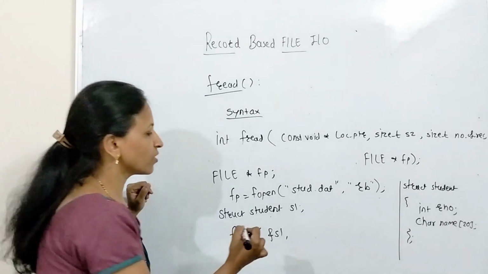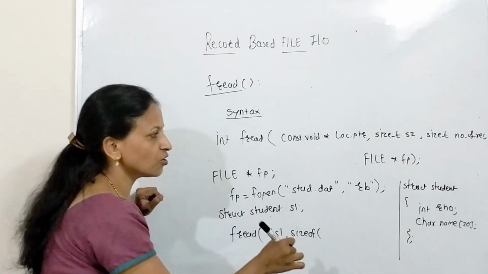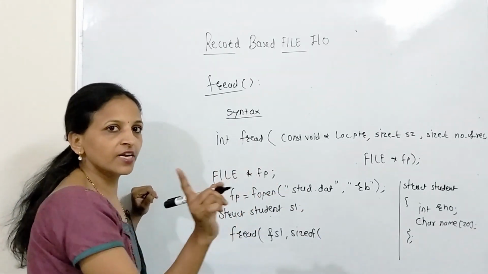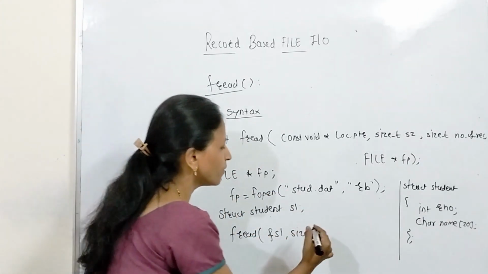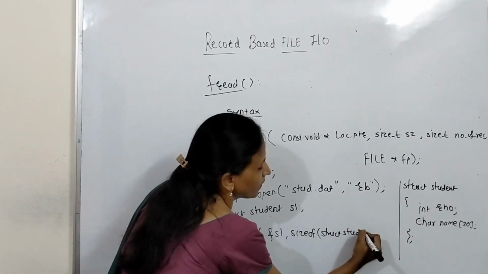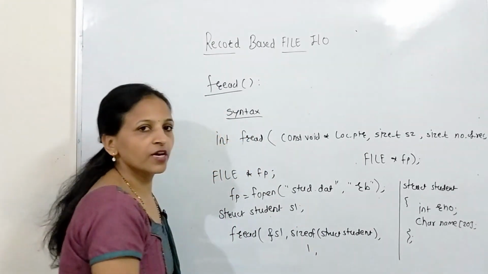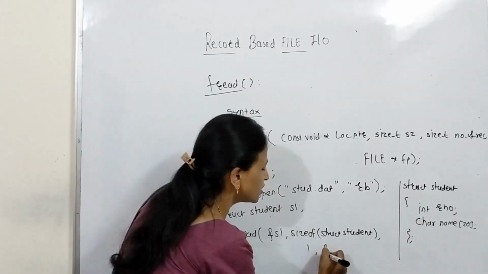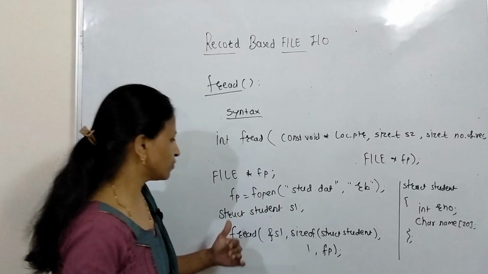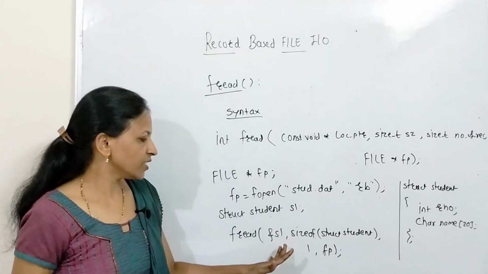Then the size of that record, that is nothing but sizeof s1 you can write here, or sizeof struct student, you can write anything here as the second argument. Let us say struct student. Then the next argument is how many records, one record I am reading from the file, and from which file, fp is a pointer to that file, stud.dat. This is how we can read contents from a file.